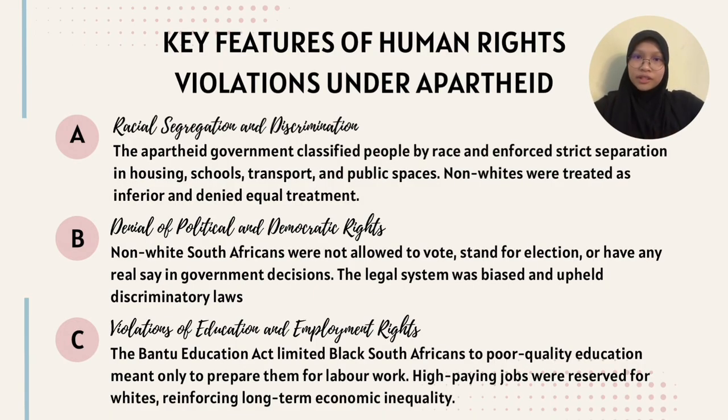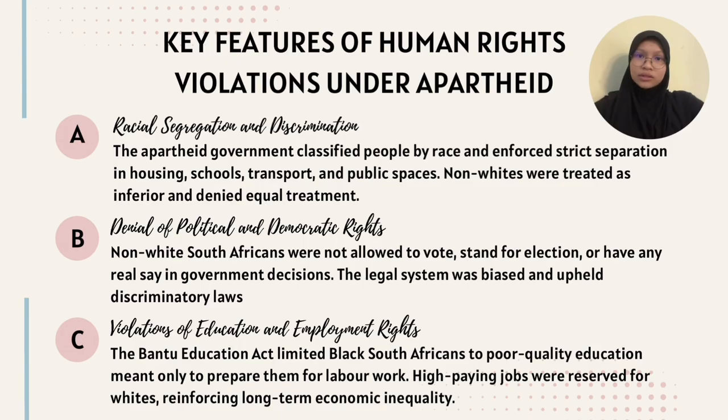Next, I will explain the key features of how human rights were violated under the apartheid system. First, under racial segregation and discrimination, the government classified people based on race. Non-white communities were forced to live separately and were treated as inferior in every aspect of life, from housing to education to public transport. Second, non-white South Africans had no political rights. They couldn't vote, couldn't be elected, and had no voice in the government. Even the legal system was biased, always siding with the apartheid regime.